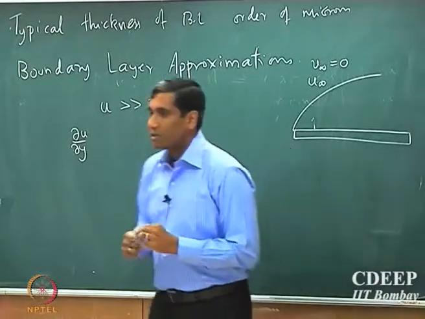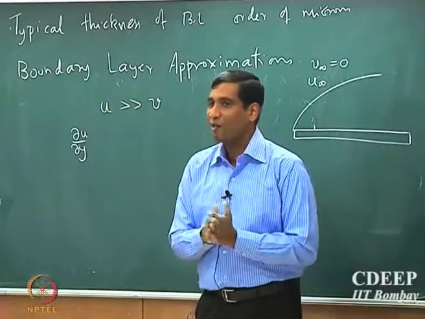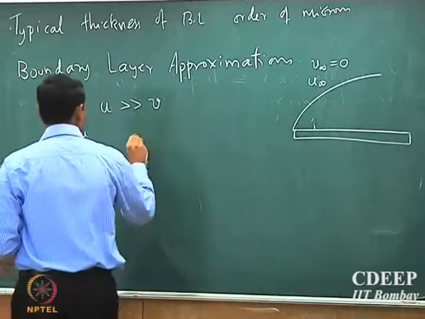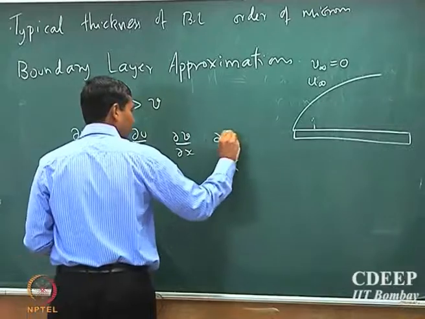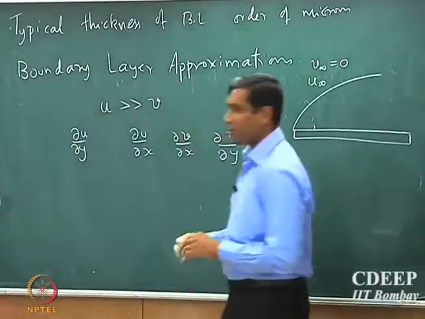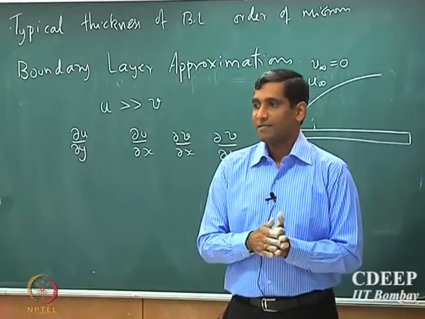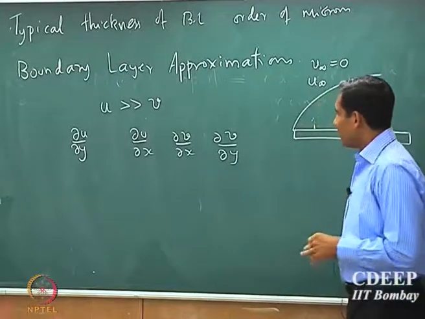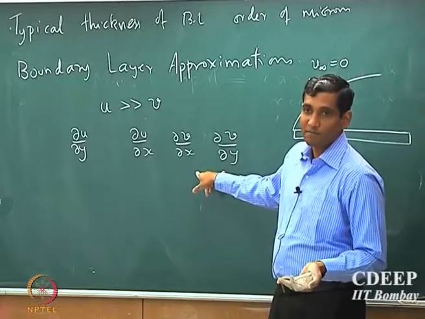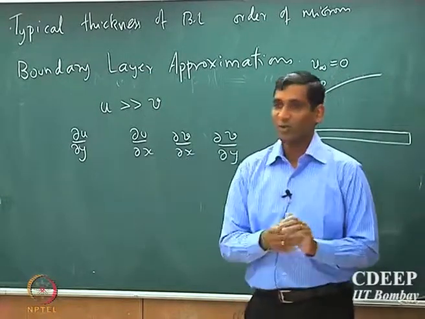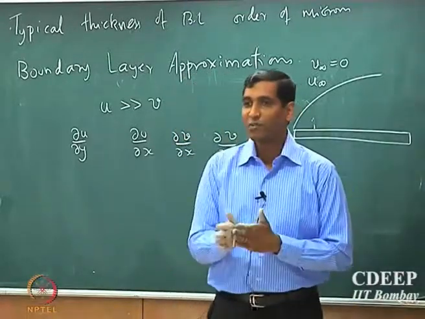So what can we say about the gradients in the boundary layer? Let us say du by dy, du by dx, dv by dx, and dv by dy. What about the order of magnitude of these four? V itself is very small, right? So these two gradients are expected to be very, very small. What about du by dx compared to du by dy? Which one is larger?